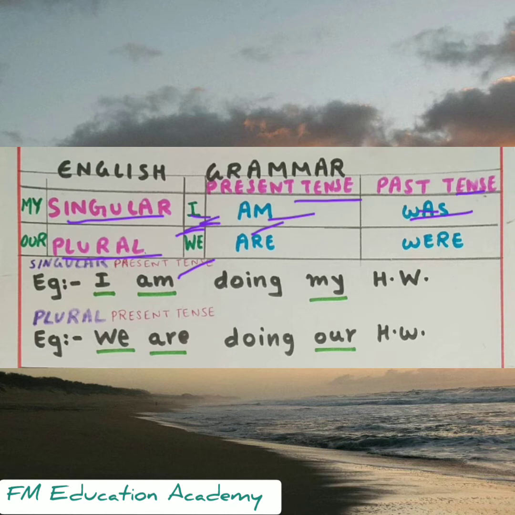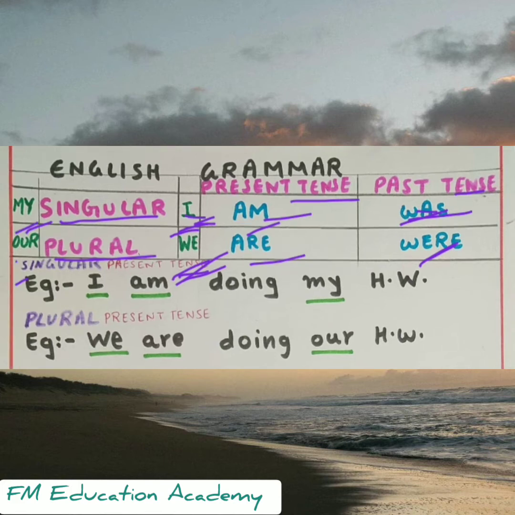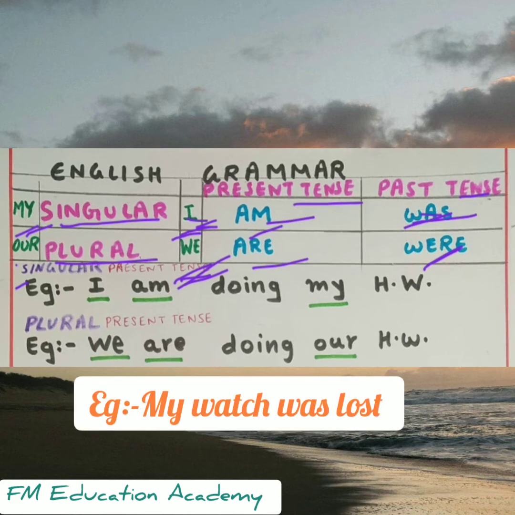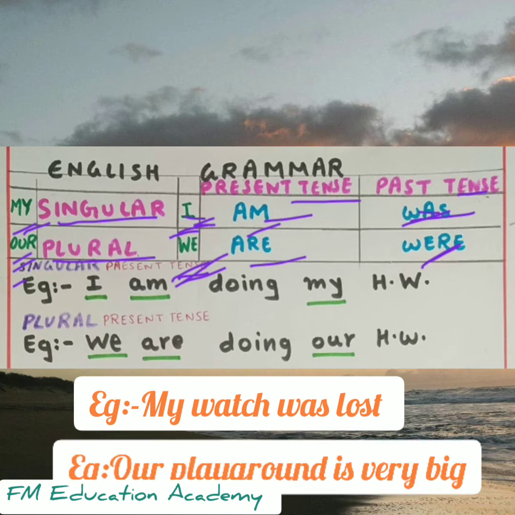Similarly, we use we are in present tense and were is used in past tense. That is, we were. We won't use we was, we will use we were. Okay, so these are the rules which you should remember. Similarly, we have my and our. My is used in singular. My can be used in present tense as well as past tense. My watch was lost. And similarly, our playground is very big.